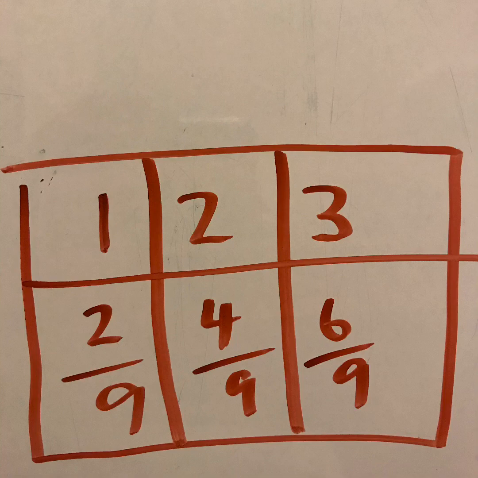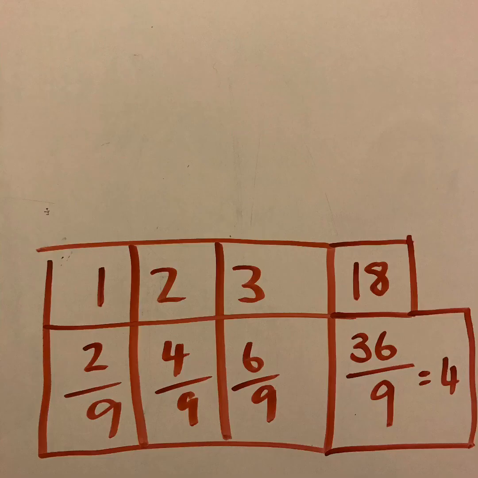So if we want to find out the 4th term, double 4 is going to be 8/9. If we want to find the 10th term, double 10 is going to be 20/9. If we want to find the 18th term, double 18 is 36, so 36/9, which when we simplify that is 4.